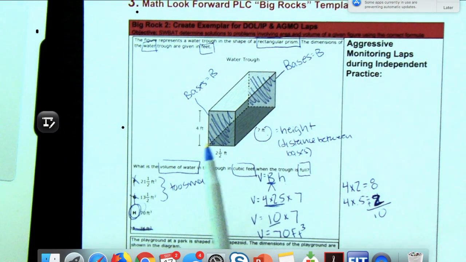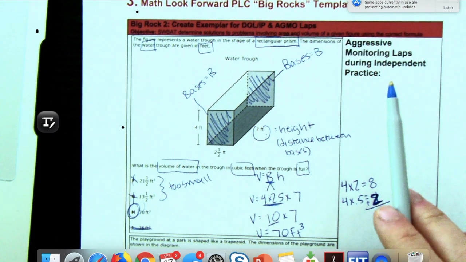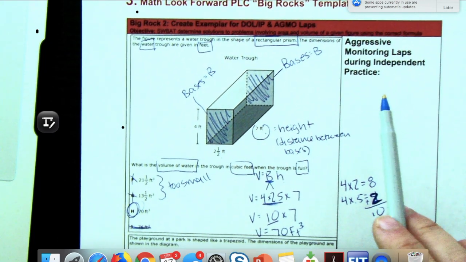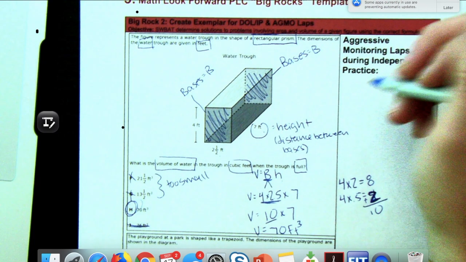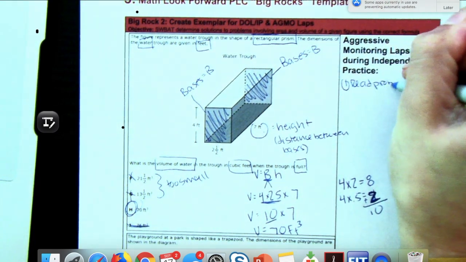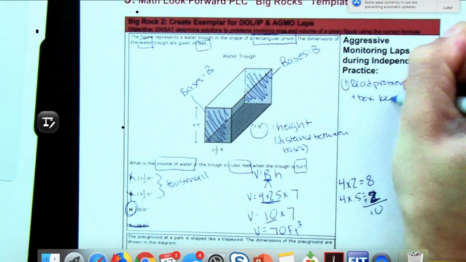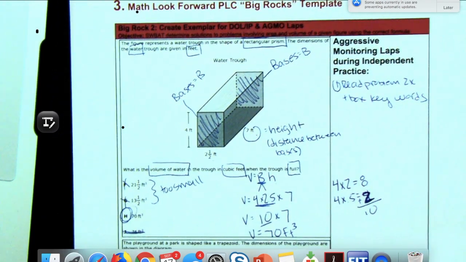I can take all the steps I just did and turn them into my aggressive monitoring labs. So the first thing I did is I read the problem twice and I boxed keywords. So what's the second thing I did?